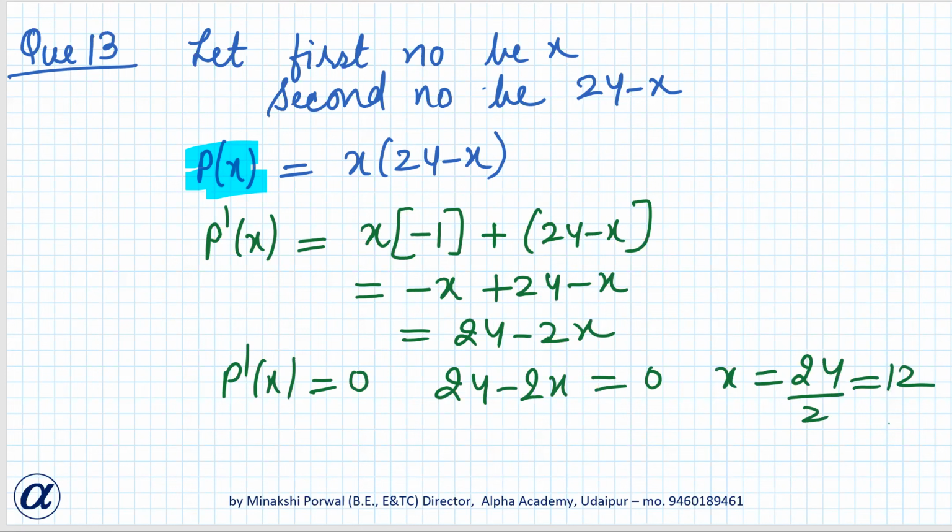Okay. So at this point, this is a critical point. We'll check at this point whether it will be maximum or minimum. So we'll double differentiate this function.